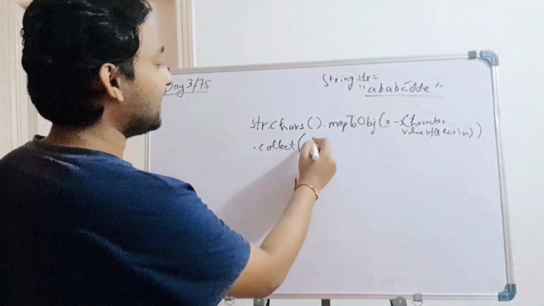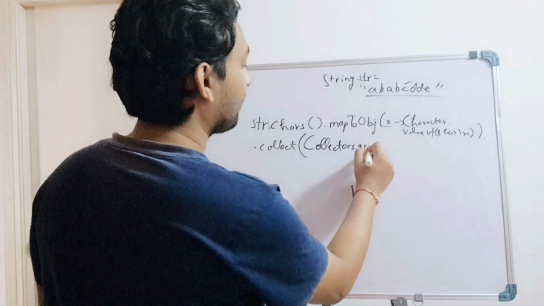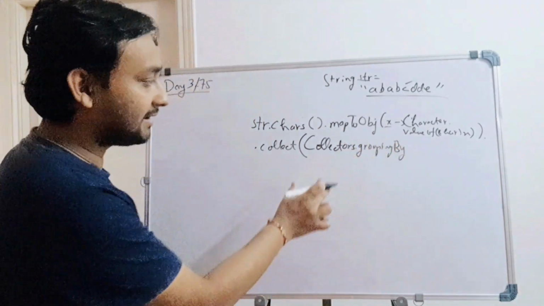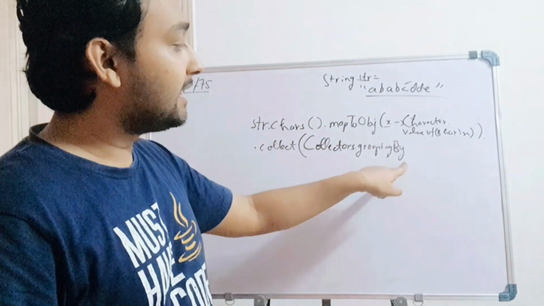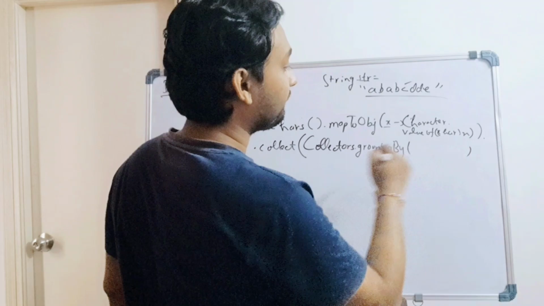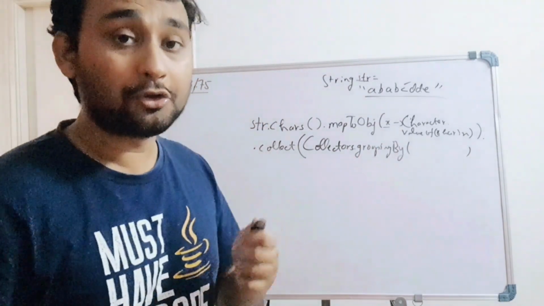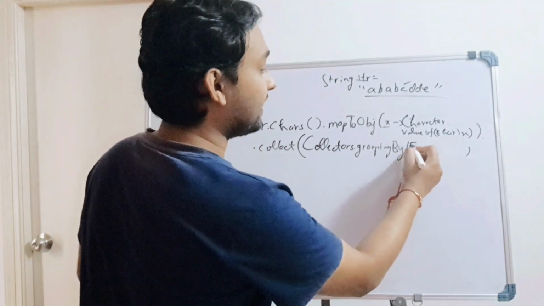Let's see. We will be writing here Collectors dot groupingBy. GroupingBy is a method present in the Collectors class. With the help of this it will return me a map type. And here, what will it accept? What do we have to group here? We have to group based on the value which is coming in. So I need here Function dot identity.